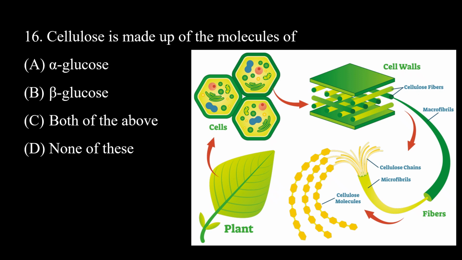Question number 16. Cellulose is made up of the molecules of A. Alpha glucose, B. Beta glucose, C. Both, D. None of these. Cellulose is a polysaccharide made up of many saccharide units joined together. So which of these units are they? The right option is A. Alpha glucose. They combine together by glycosidic linkages and make up the long chain of cellulose.